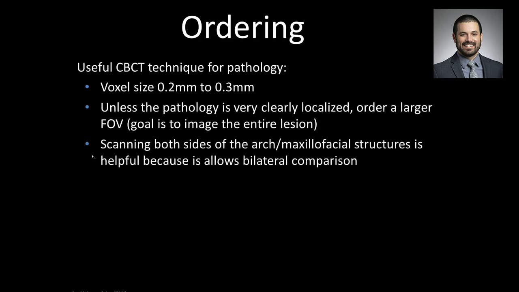Scanning bilaterally is part of that thought process. What scanning bilaterally does is allow us to compare right versus left. Many times, some suspected pathology is really a variation of normal anatomy, and if the patient is asymptomatic and nothing is wrong clinically, and we can see the same change bilaterally, we're more comfortable calling it a variation of normal anatomy.